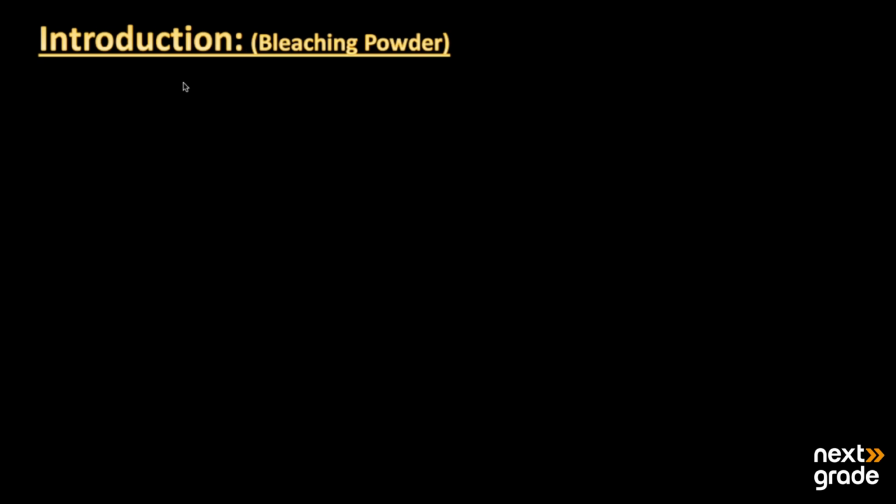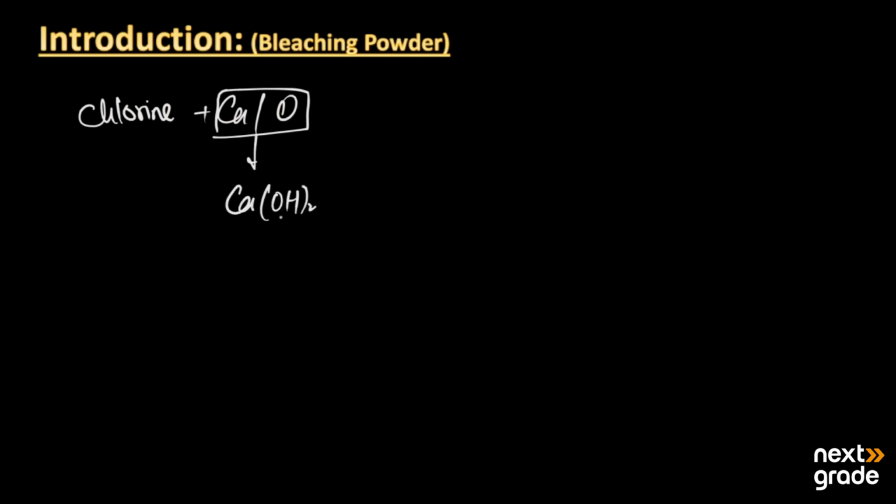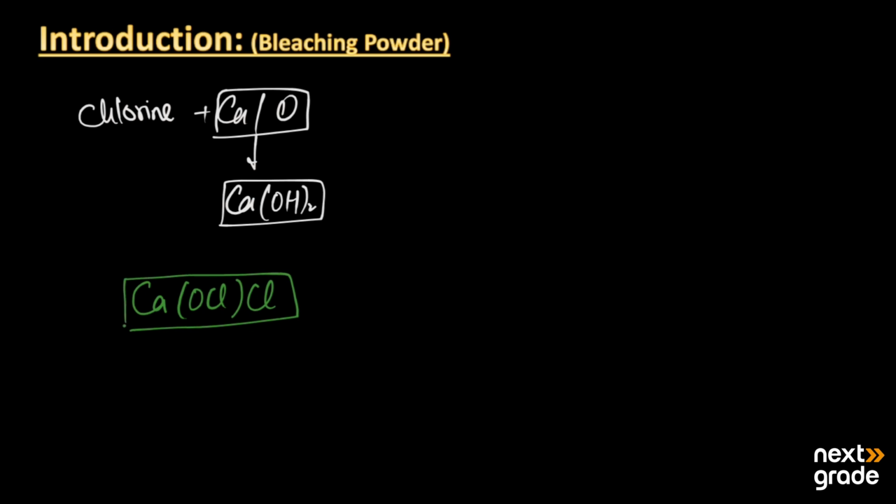Basically, bleaching powder is a compound formed by the action of chlorine with two other elements, calcium and oxygen. These come from slaked lime, which is calcium hydroxide. By formula, bleaching powder can be written as CaOCl and chlorine. This is the simple formula for the bleaching powder.